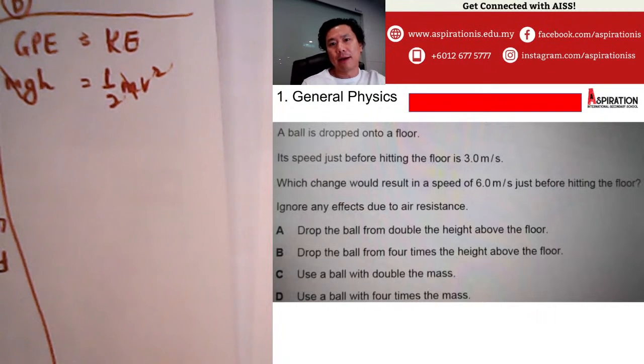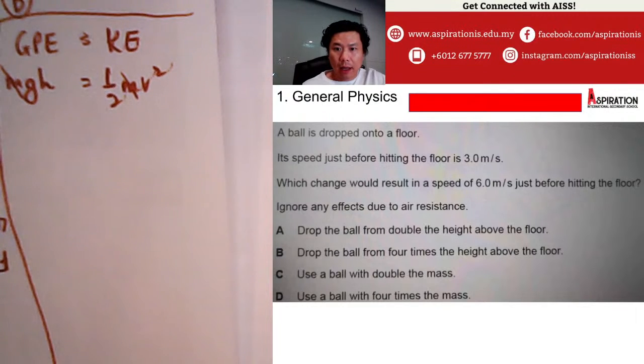Now, the fact that they have asked you to ignore air resistance really means that mass does not play any part. It means you already know that C and D are wrong. So now the issue is with the height.